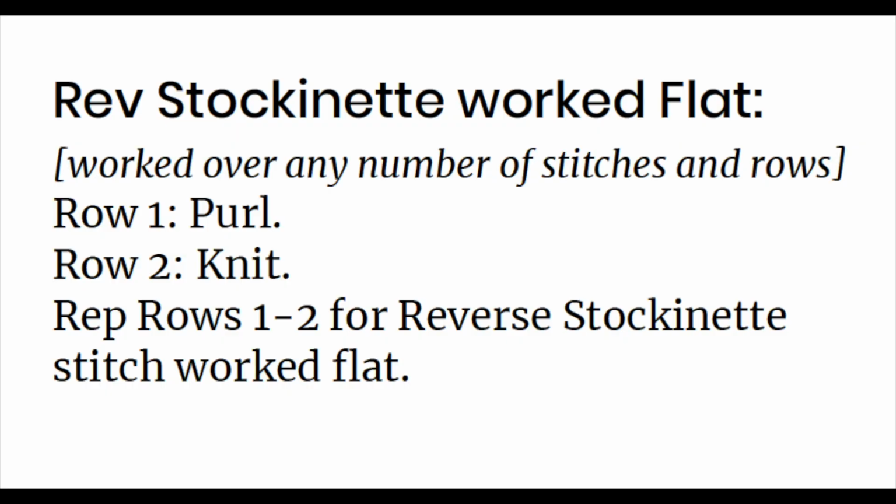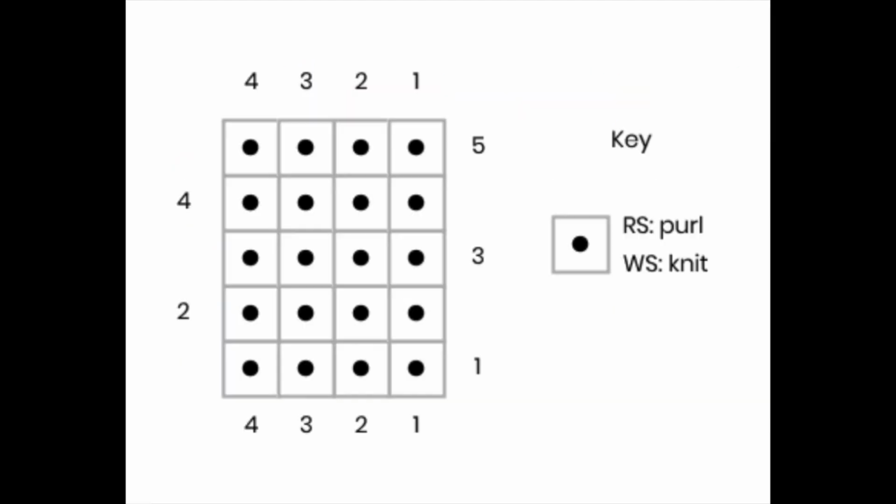Now this is the written instructions for reverse stockinette worked flat. Row 1, you purl. Row 2, you knit. So it's just the opposite of stockinette. And you repeat those 2 rows for the length of your knitting. And here is what the chart would look like. Now this one is the exact opposite of our stockinette chart, which looked blank. Now this one is full of purl stitches, but they represent the same thing. They're showing those purl bumps all on the front of the fabric.